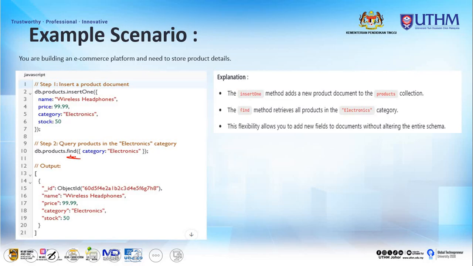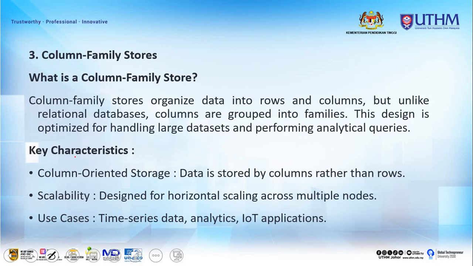This flexibility allows you to add new fields to a document without altering the entire schema. But when it comes to a relational database, you have to modify the schema itself. In the MongoDB NoSQL scenario, you don't have to do that. They are very flexible. You can directly modify the structure itself.